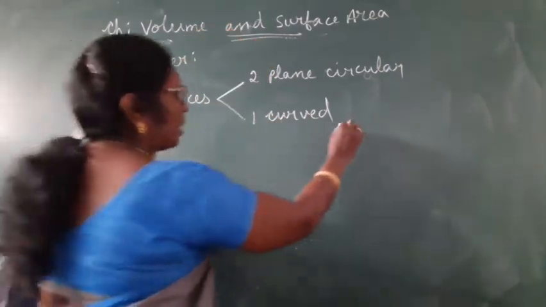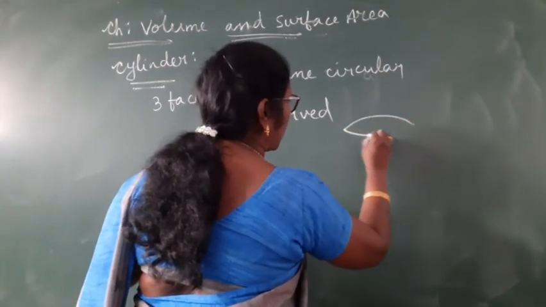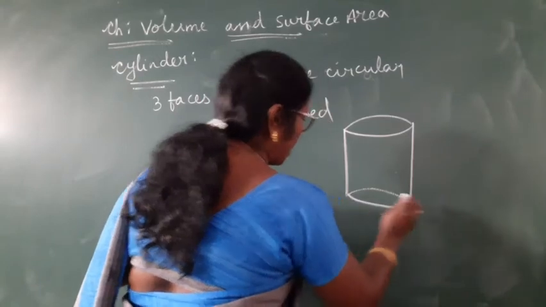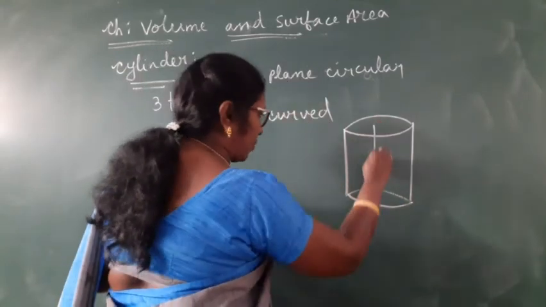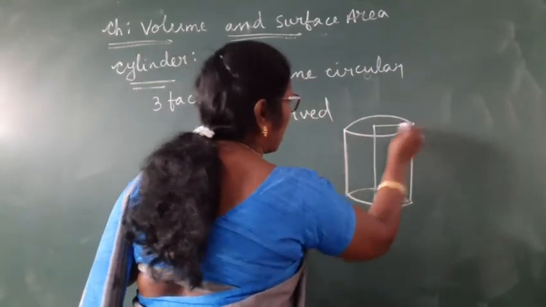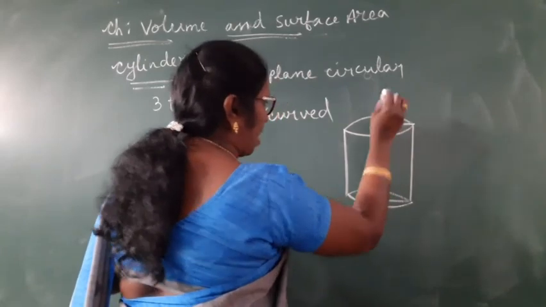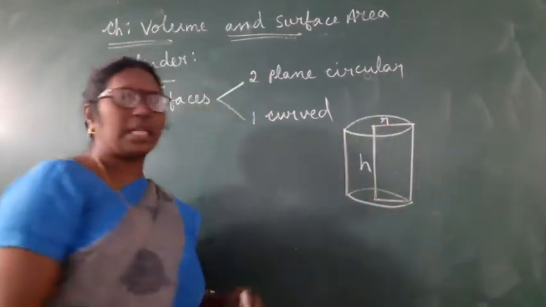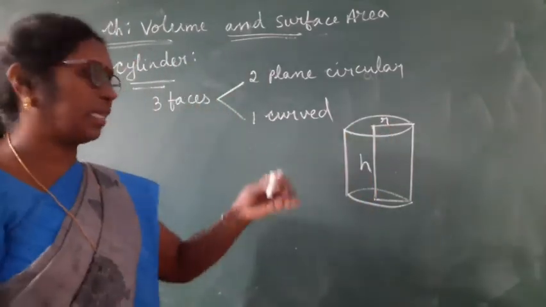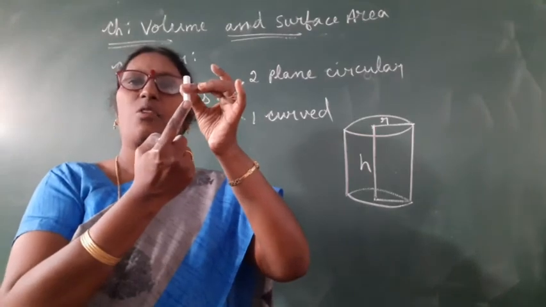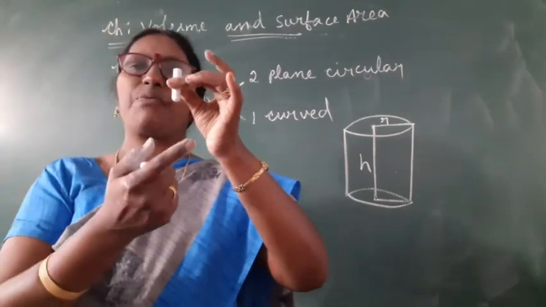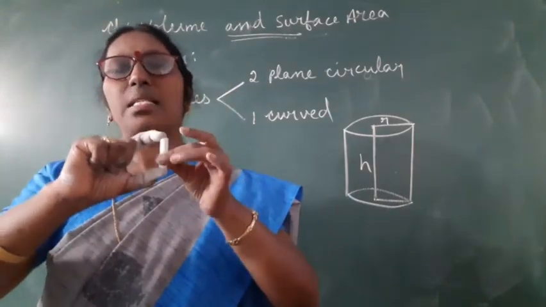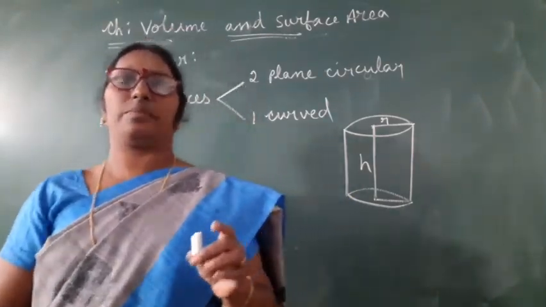So generally we draw the cylinder like this. This is a circle; in the figure we have to draw it this way. This is the radius of the cylinder, generally we take it as R, and this is the height of the cylinder. The radius of the base circle itself is said to be the radius of the cylinder, and the total length of the cylinder is taken as the height of the cylinder.